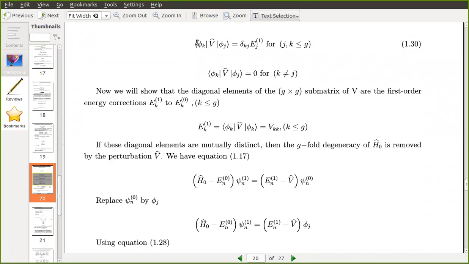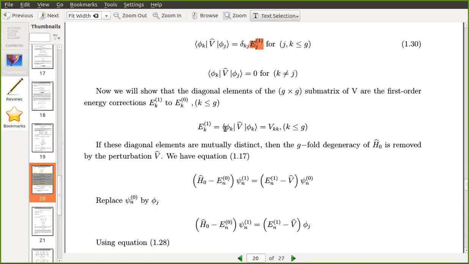Okay, so this is the equation we wanted. Now we will show that the diagonal elements of the G by G submatrix of V in the new basis phi k are the first order corrections to the ground state energy. That is Ek of 1. Instead of Ej of 1, we have written Ek of 1, because when k equals j, the Kronecker delta is 1, so this becomes Ek of 1.